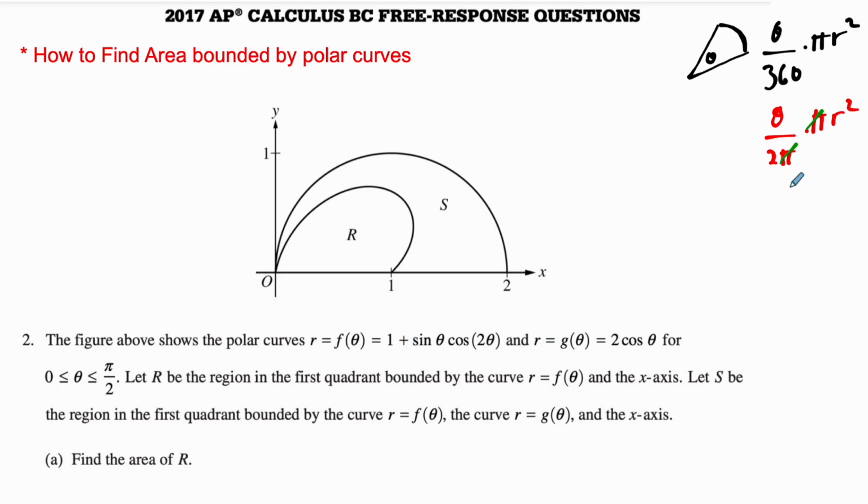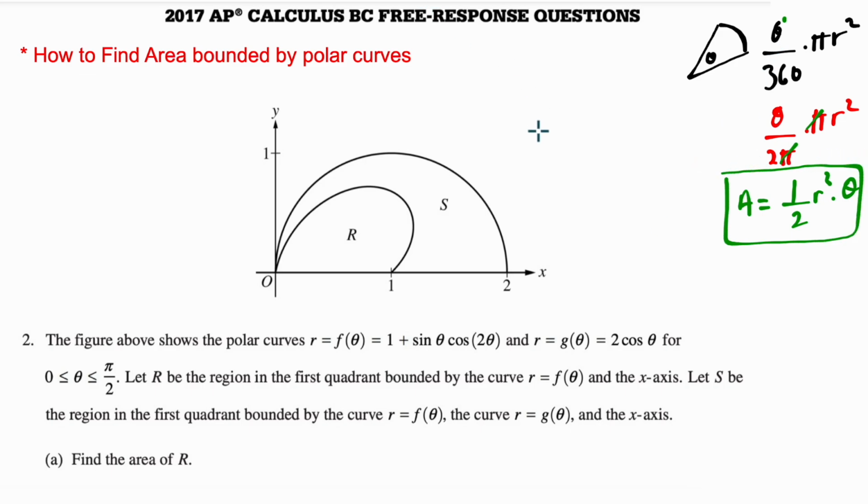Pi's will cancel. So area of a slice will be 1/2 r squared theta, where theta is in radian. In the first formula, theta over 360, theta is in degrees. This is not as well known as the first formula.